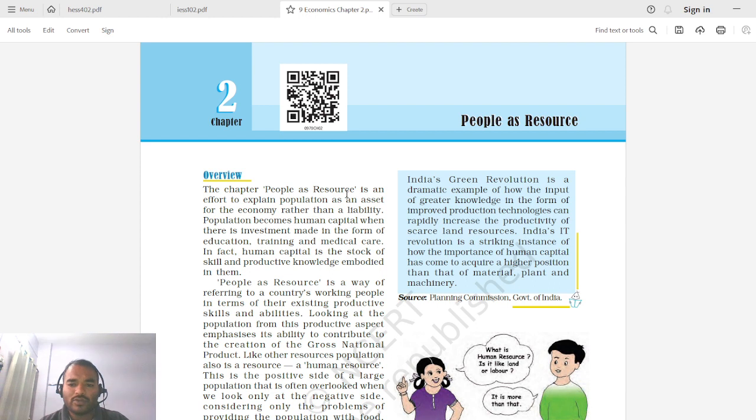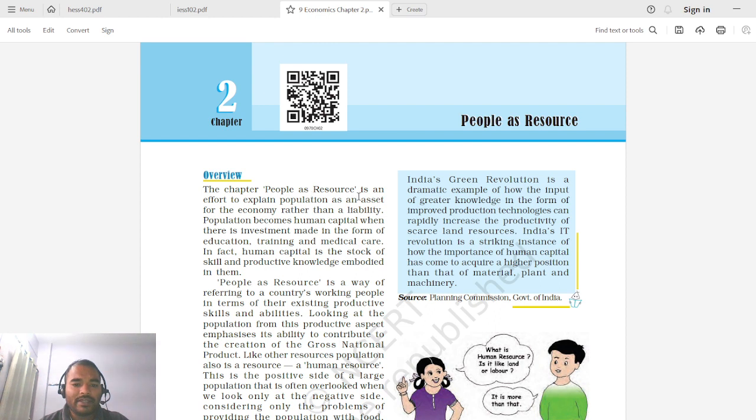Okay, so in this chapter we are focusing on people as a resource, how a human or how in general people can be transformed to a resource, to be a human capital, to be more valuable than any other resource that we use. Okay, so let us start.